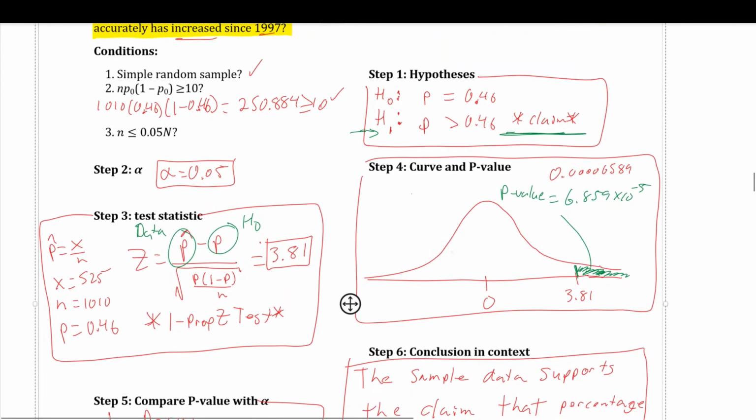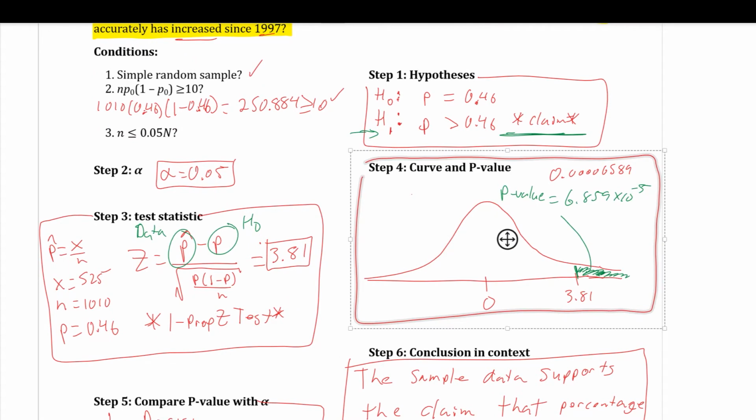And then in step 2, just identify the significance level. It's usually just given to you in the problem. And if it's not, then 5% is a typical value that is used a lot. And then come up with the test statistic. That's just a formula. You just have to figure out what your inputs are and put those into your calculator correctly, and it'll give you a z-score.